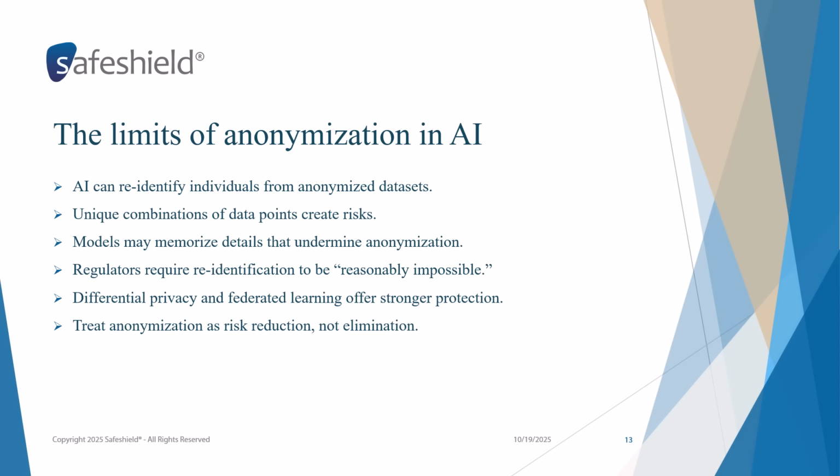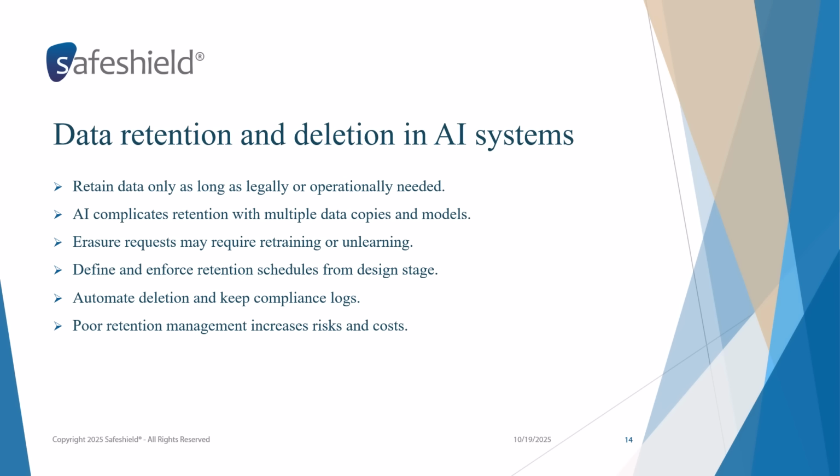Therefore, organizations should treat anonymization as risk reduction, not risk elimination. Complementary techniques, such as differential privacy or federated learning, provide stronger guarantees by adding statistical noise or keeping data localized. Ultimately, the goal is not to rely solely on anonymization, but to combine technical safeguards with organizational policies and ethical oversight. By doing so, AI developers can more effectively manage the inherent risks of working with personal data.